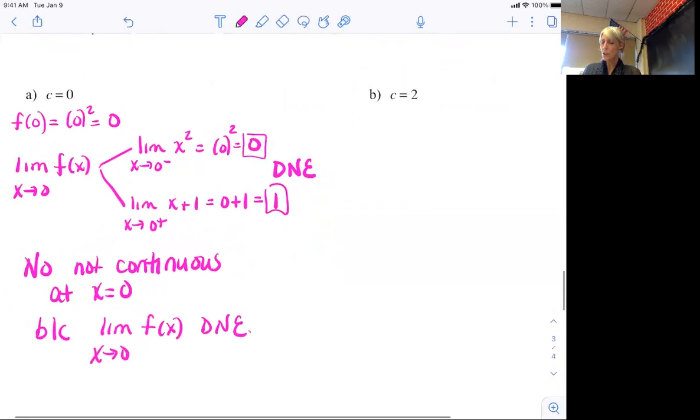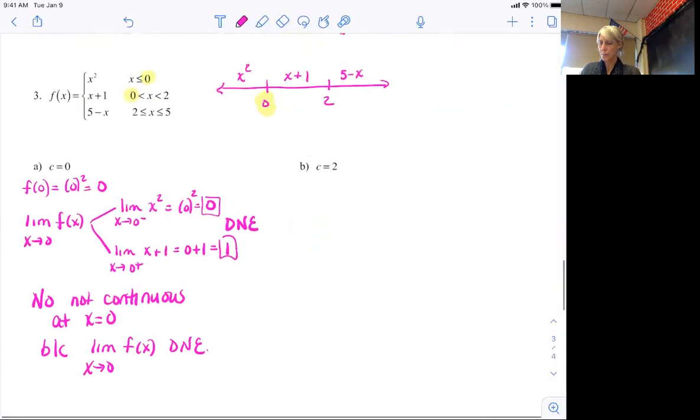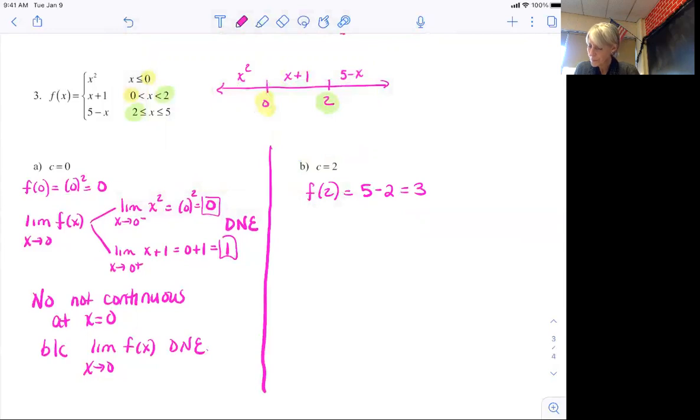Let's look at c equals 2 of this given function. Start by plugging in your number. F of 2. What rule am I going to use? Right now we're looking here. When I plug in 2, I'm going to use the bottom rule. 5 minus 2 equals 3. So when I plug in my number, I get an answer. Now I need to evaluate my limit, my limit as x approaches 2.